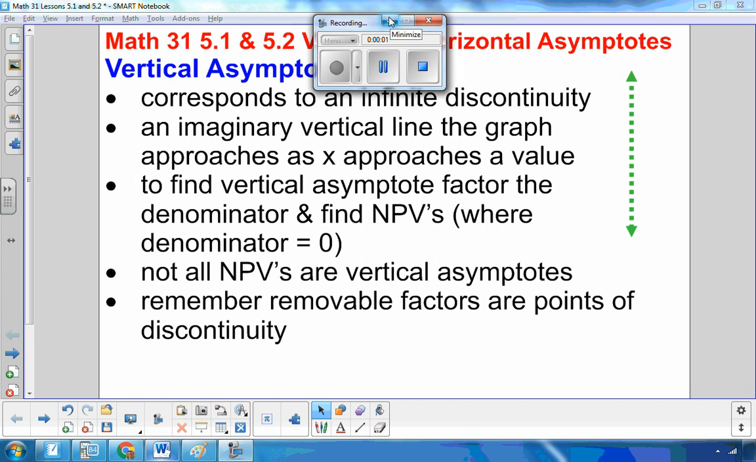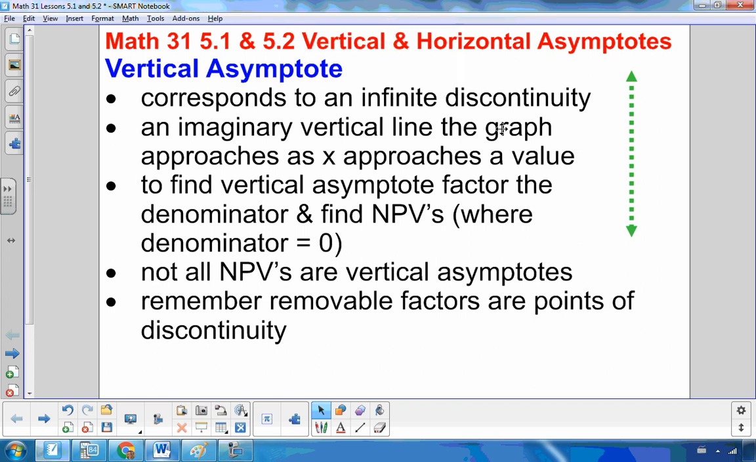Hello, Matthews Gatos here. In this video, we're going to be looking at Chapter 5, Sections 1 and 2, which are vertical and horizontal asymptotes. So let's begin with the vertical asymptote. A vertical asymptote is a vertical imaginary line that the graph approaches but never actually touches or crosses.